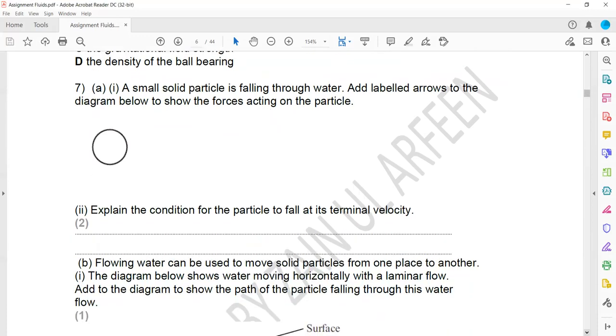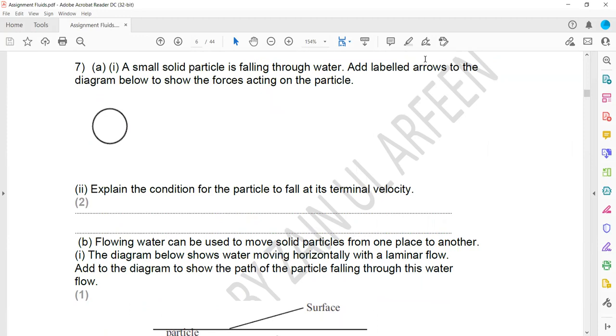Another question. Question 7A1. A small solid particle is falling through water. Add labelled arrows to the diagram to show how forces are acting. If it is falling through water, weight will act downward. The upthrust, which always acts upward, and viscous drag or drag force will be there, which tries to oppose the motion, so that is also acting upward if the object is moving down.